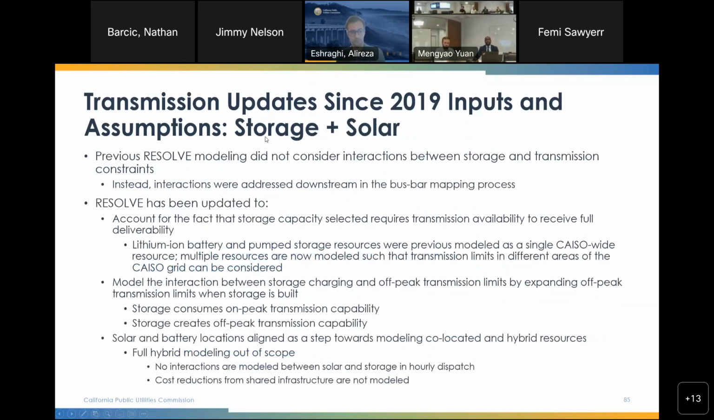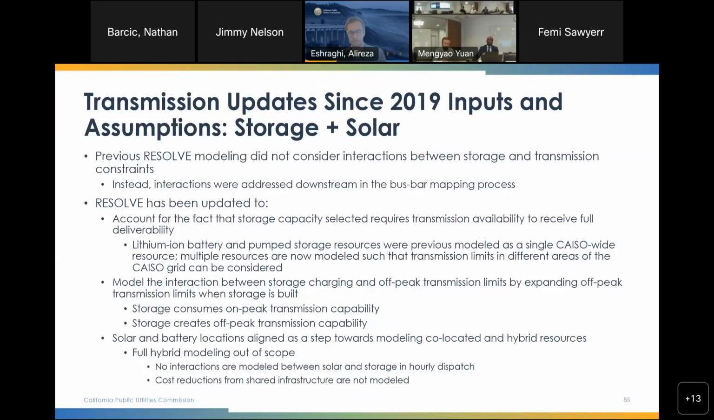As a result of these updates, we made updates to how solar and storage resources are modeled in Resolve. Previously, we did not consider the interactions between storage and transmission constraints. This was largely addressed downstream in the busbar mapping analysis. And so with the update to the CAISO transmission deliverability, we then updated Resolve to be able to account for some of the transmission considerations of battery storage, as well as the interactions between solar and battery storage.